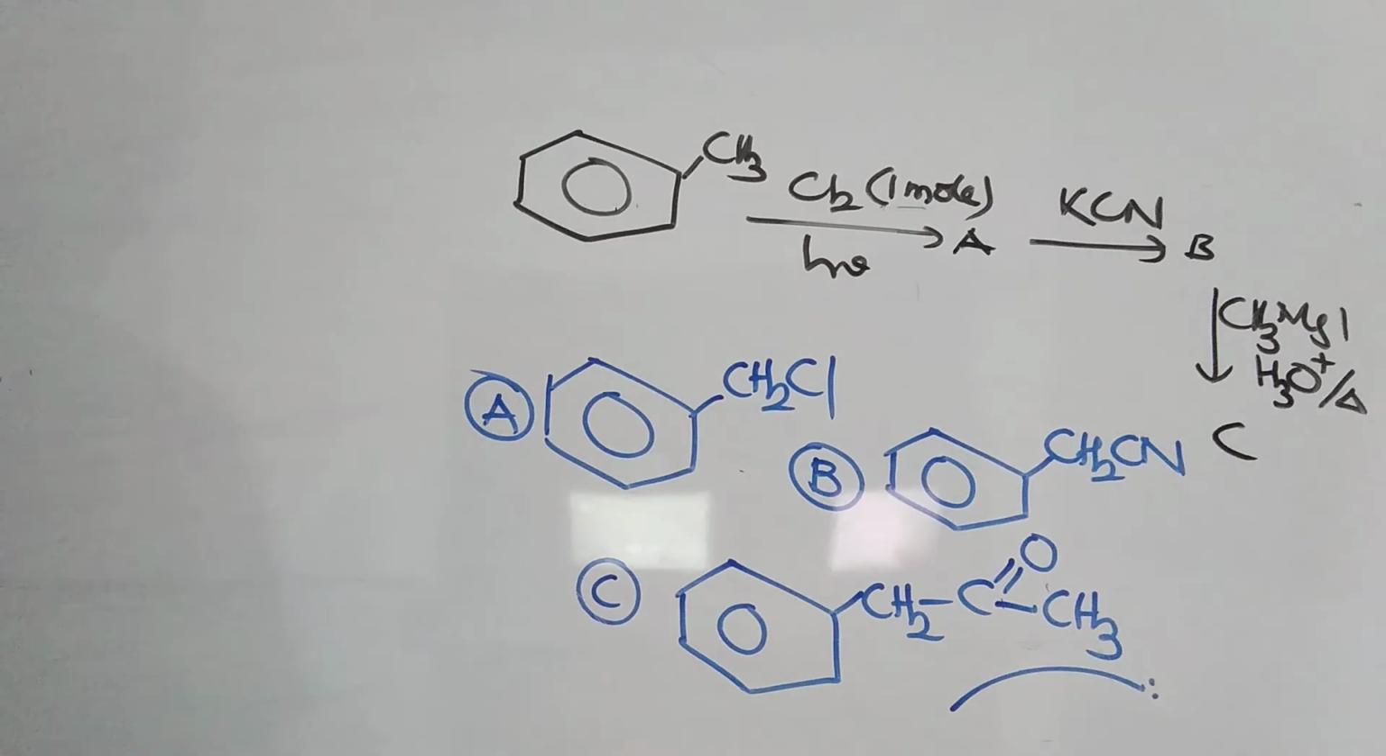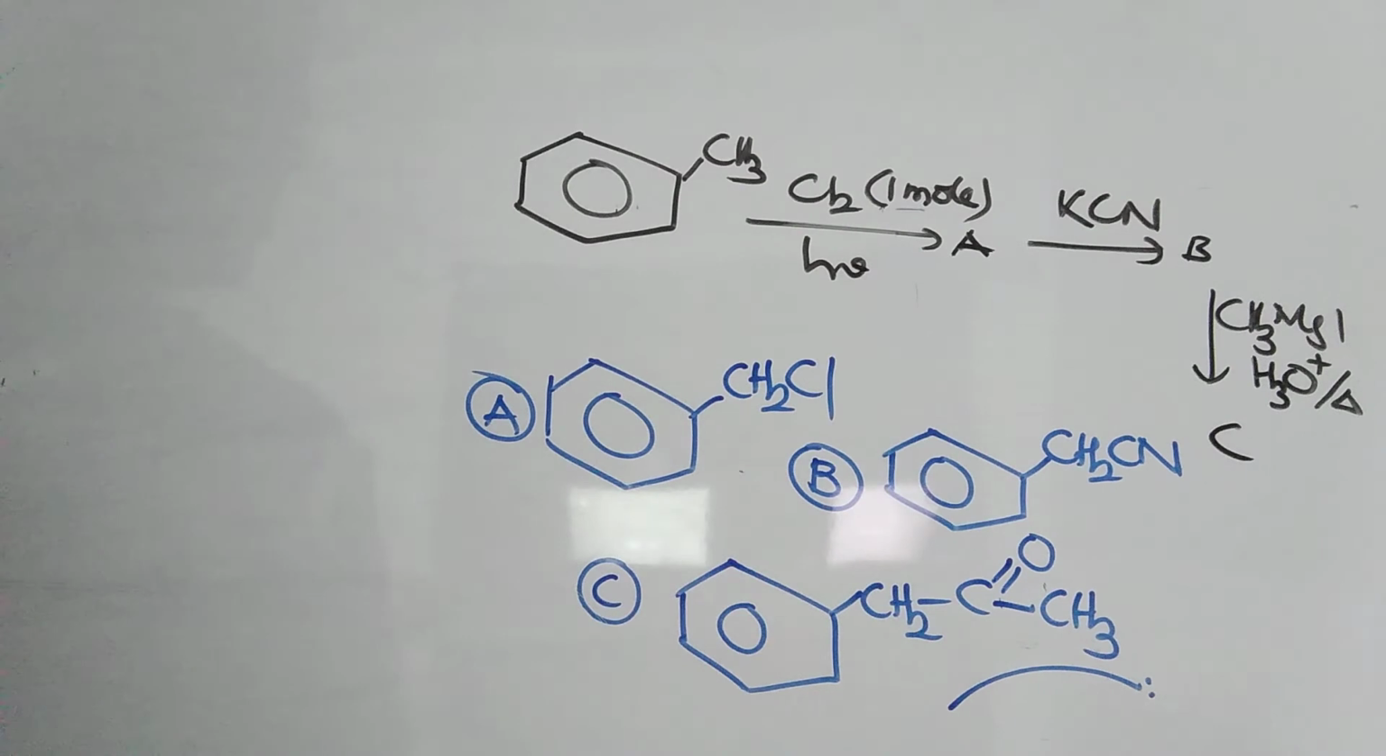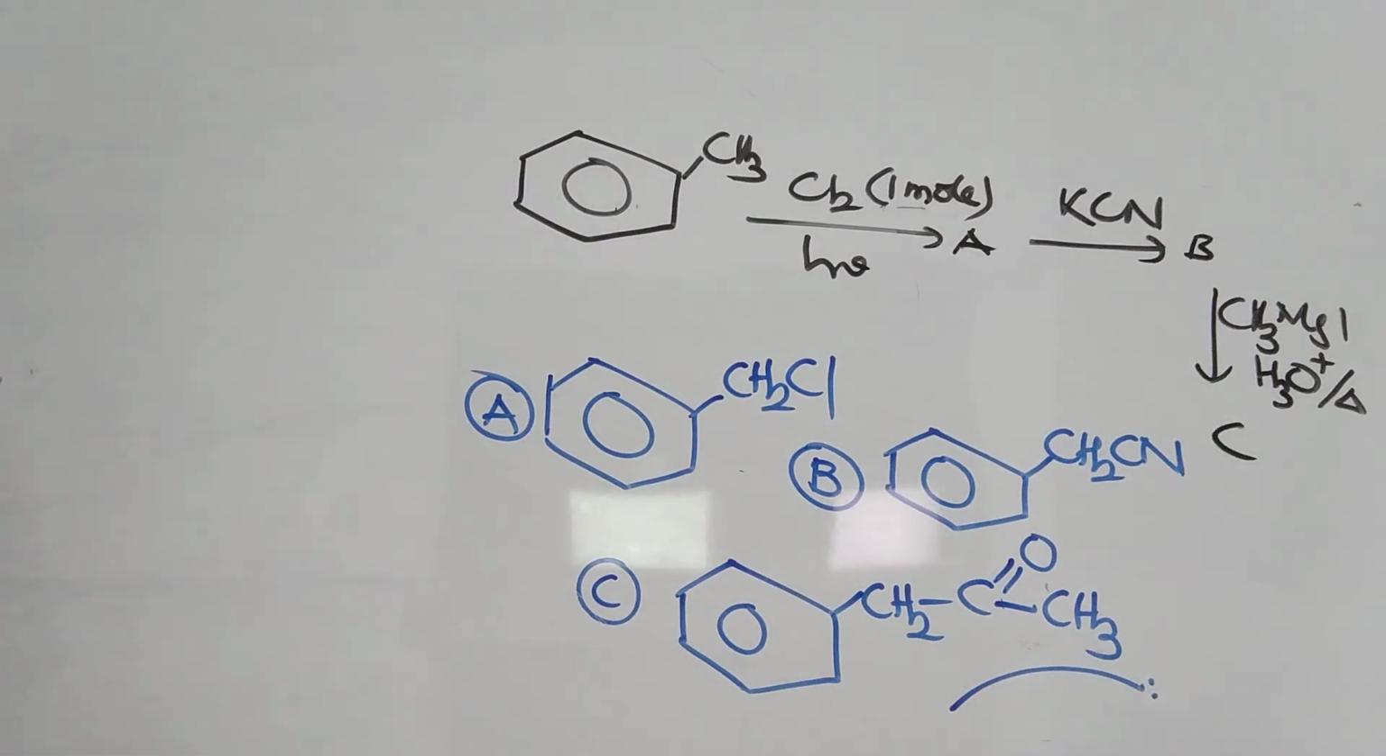If you want, you just have a look again. This first step you are 100% clear. Second step, chlorine is replaced by cyanide. That is alkyl halide reaction, nucleophilic substitution reaction. Chlorine is replaced by cyanide. Cyanide, when treated with Grignard reagent, an extra one methyl group is going to be added, and that will be converted to a carbonyl compound. One interesting reaction that is.